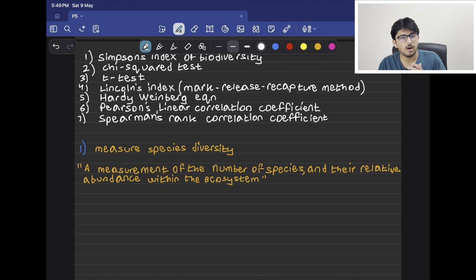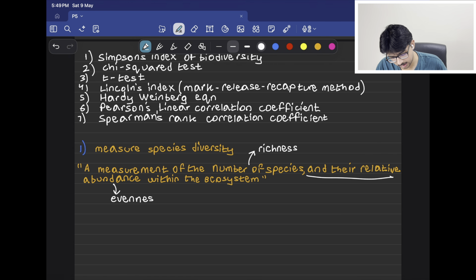Now, there is also another word you can use to define the number of species, and another word you can use to define the relative abundance of each species in the ecosystem. For this, you can use the word species richness, and for this, you can use the word species evenness. If you write what I've written down in orange, it's fine. If you write these words, it's also fine in the definition of species diversity.